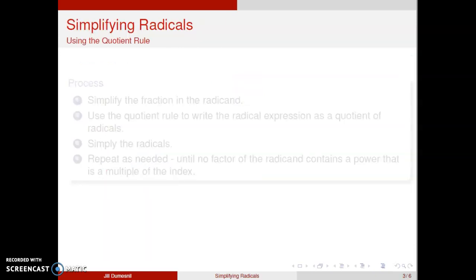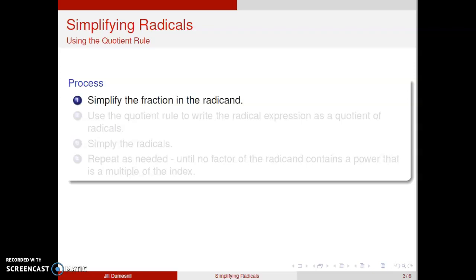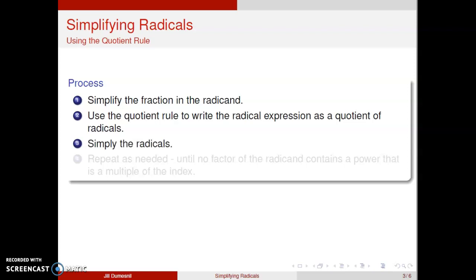We can summarize a general process for simplifying radicals using the quotient rule. First, simplify the fraction in the radicand if possible. Second, use the quotient rule to write the expression as a quotient of radicals. Next, simplify the radicals. Finally, repeat these steps as needed until no factor of the radicand contains a power that is a multiple of the index.